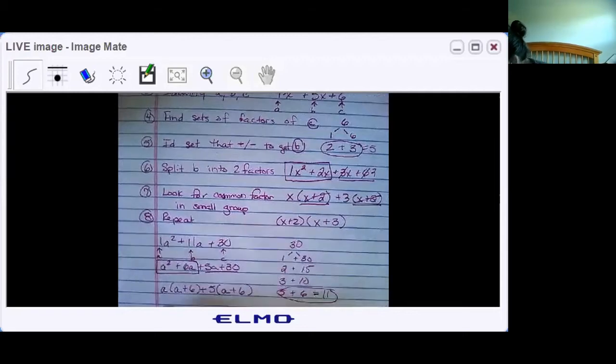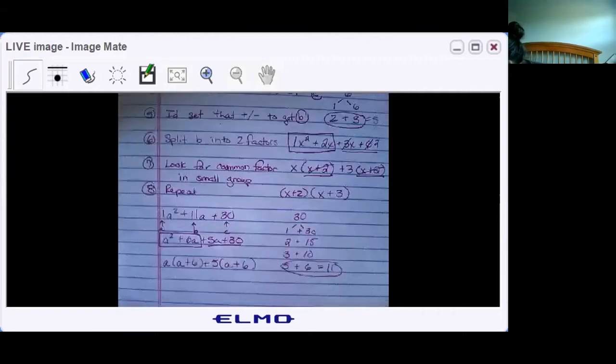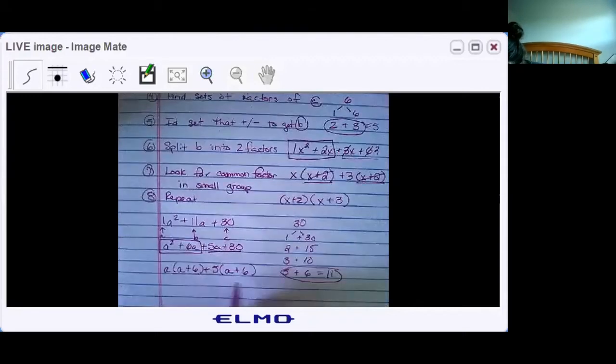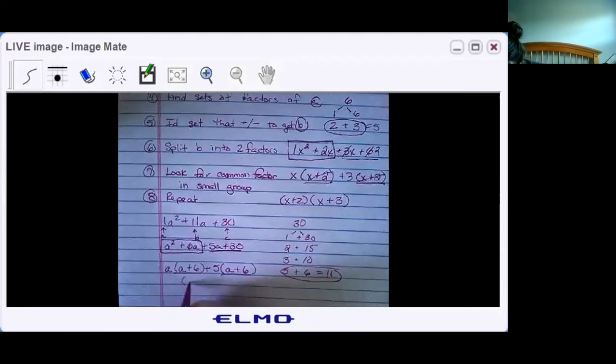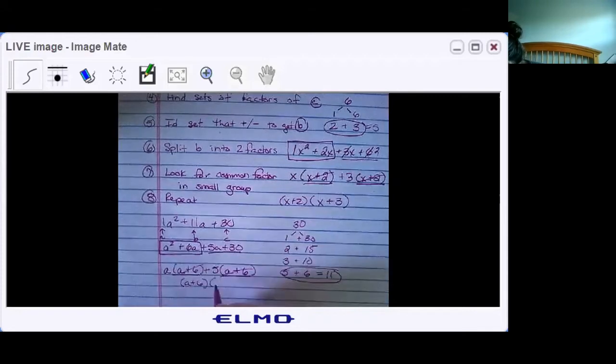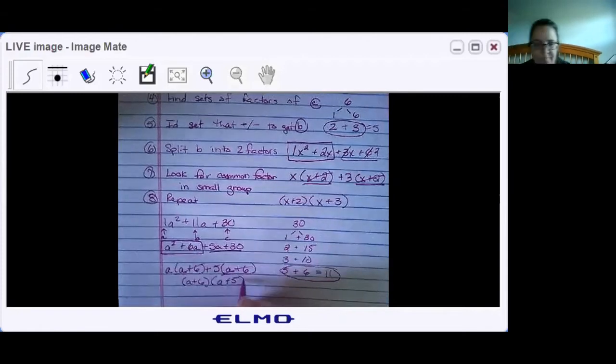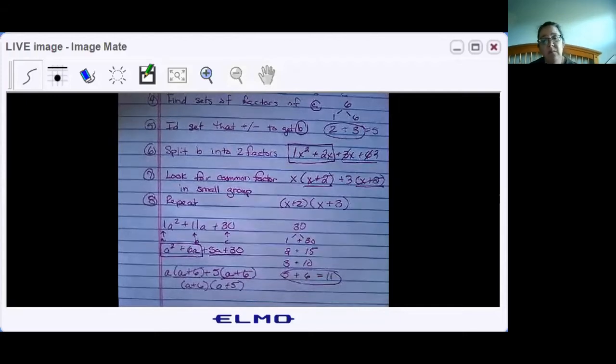Now, what do these two pieces now have in common? Well, they have a plus 6 in common. So I take that out, and in a new parentheses, I write what I have left behind. That's the basic mechanic of factoring anything.